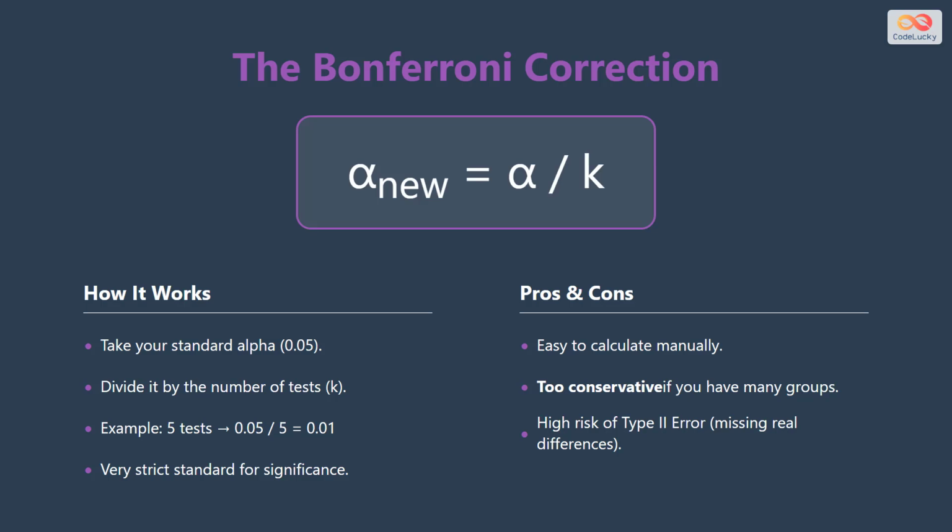Next is the Bonferroni correction. This is essentially a manual adjustment. You simply take your alpha level, usually 0.05, and divide it by the number of tests you are running. Because the new requirement for significance becomes so small, this method is very conservative. It is best used when you only have a small number of specific comparisons planned, rather than testing everything.